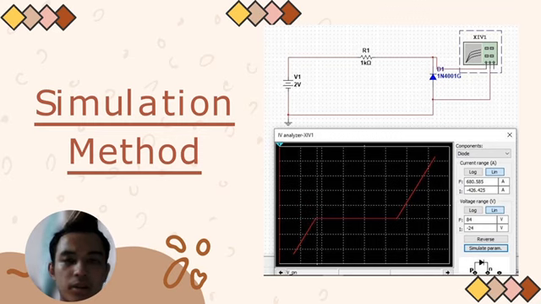So, I will proceed to the simulation method first. Question 1 asks us to find the IV characteristic graph by using the Multisim app, and we need to determine our own voltage source. For our group, we chose 2 volts for the voltage source. I arranged the circuit in series connection as in the question, and we use the IV analyzer to obtain the IV characteristic graph. After completing the circuit, we need to run the simulation, and this is the graph that we got from the IV analyzer.